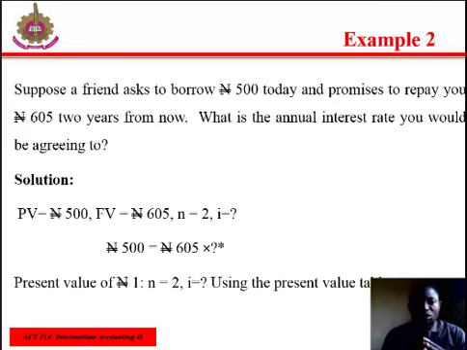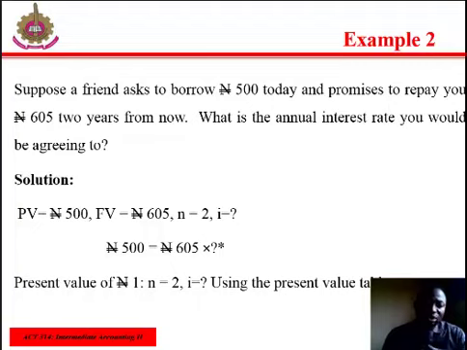Example 2. Suppose a friend asks to borrow 500 naira today and promises to repay you 605 naira 2 years from now. What is the annual interest rate you will be agreeing to? From the question above, you discover that the present value, PV, is 500 naira, and the future value, the amount that is going to be returned in the future, is 605. The number of years is 2. Then our interest rate is unknown.